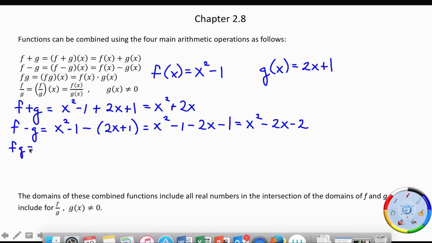F times g would be the function f times the function g. Just use your distributive property to multiply that out. We get 2x cubed plus x squared minus 2x minus 1.